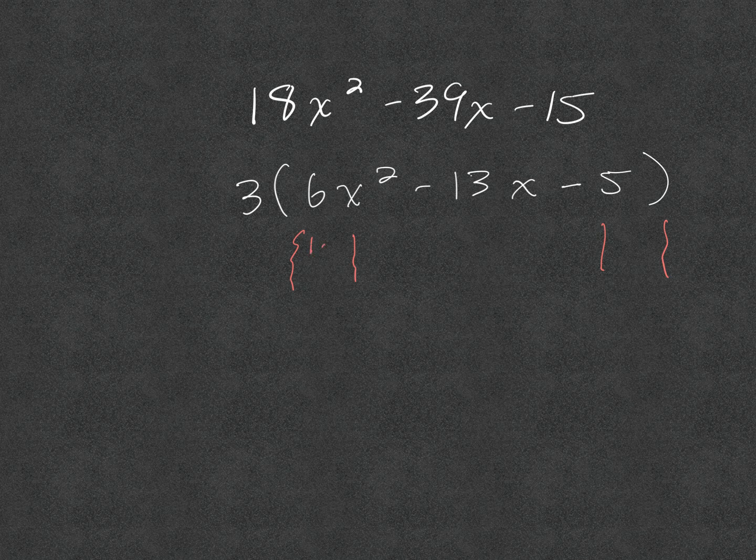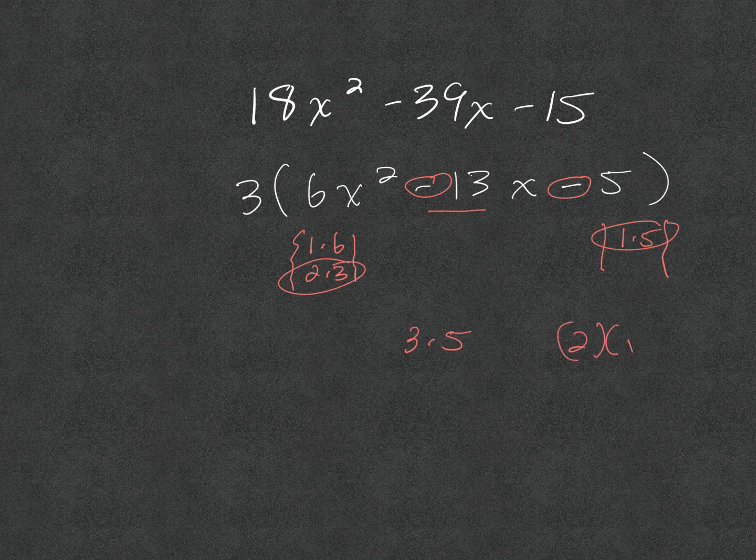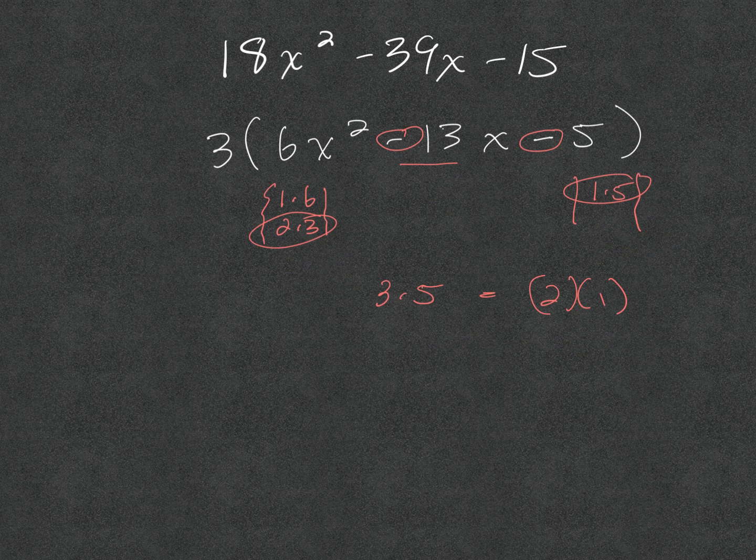The factors of this 6: 1 times 6, 2 times 3. And 1 times 5. And I want a combination that gives me a difference of 13 because I have a negative. That middle term's the difference. So I'm going to take a look at the 2, 3, the 1, 5. The 3 times 5, and a 2 times a 1. That does give me a difference of 13. I just have to put it in the right order.